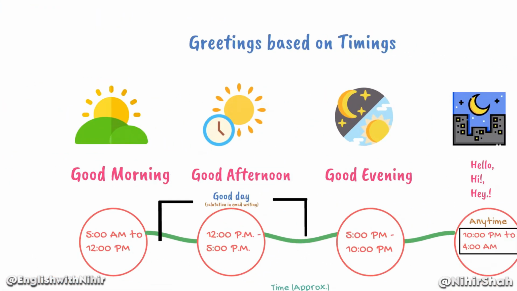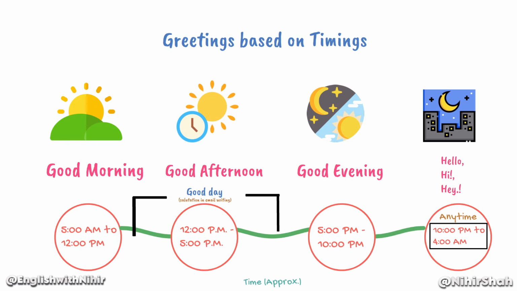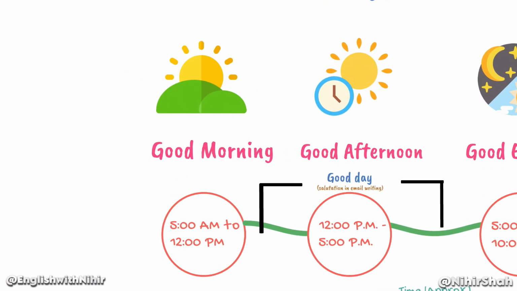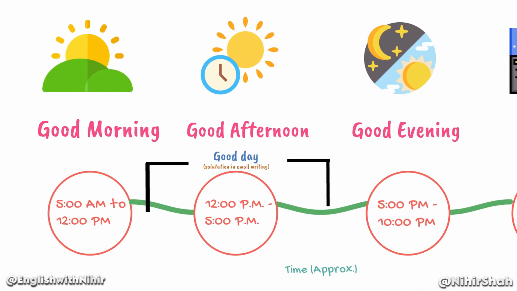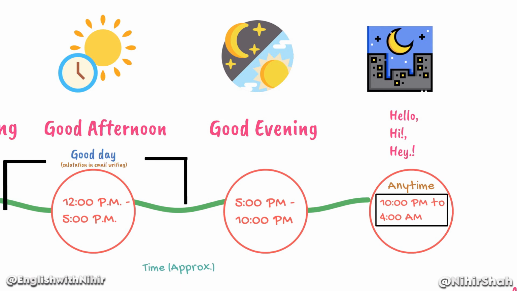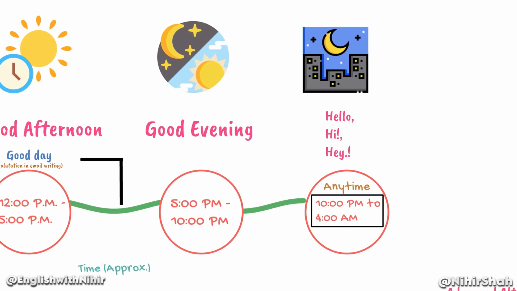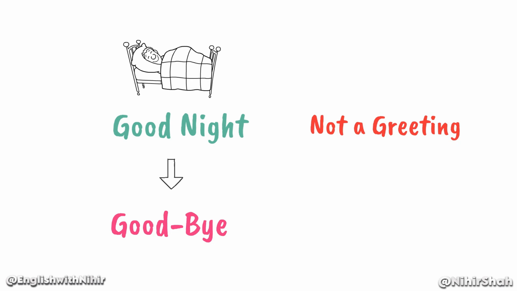So we have understood all the greetings and how we can use them. Let's quickly summarize what we have learned so far. During morning timing, we use good morning as a greeting. During afternoon timings, we use good afternoon as a greeting. During evening timings, we use good evening as a greeting. During night or any times, we can use greetings like hello, hi, hey, as per the situation. And we use good night not as a greeting but as a farewell, when we want to say goodbye during night time or bedtime.